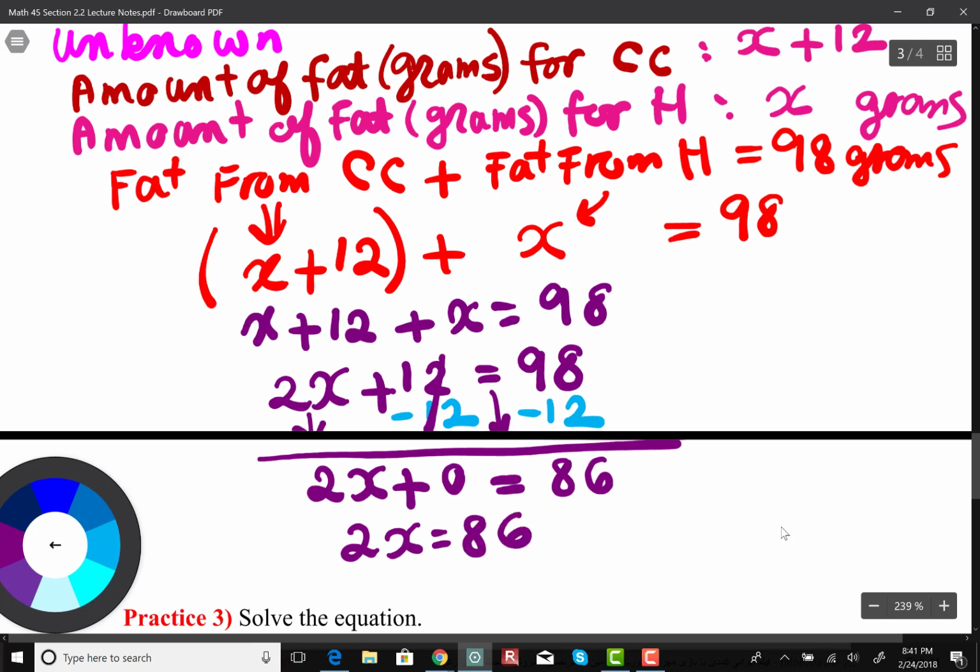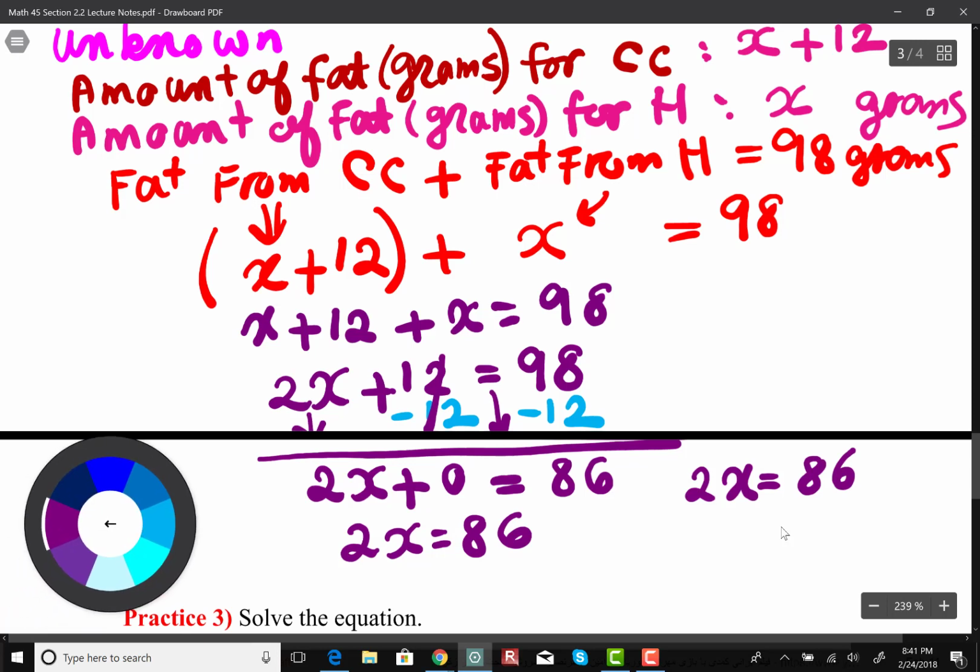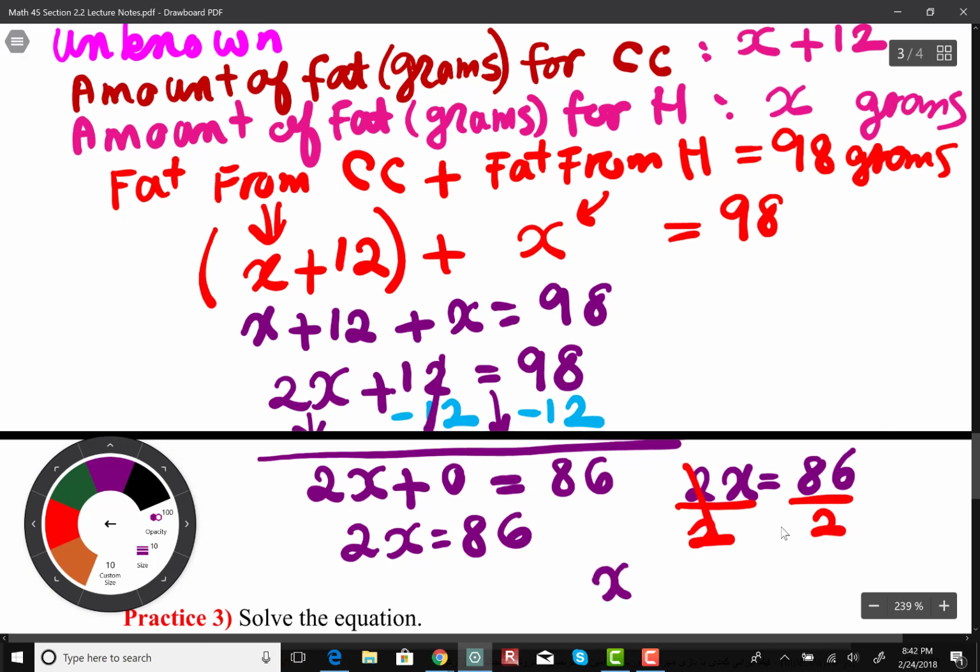And eventually, now we have to use multiplication properties. So divide both sides by 3. Sorry, I said 3, I meant 2. Divide both sides by 2 because the coefficient is 2. That leaves us with x equals 2 goes into 86, which is 43.